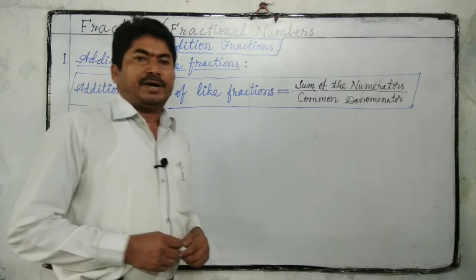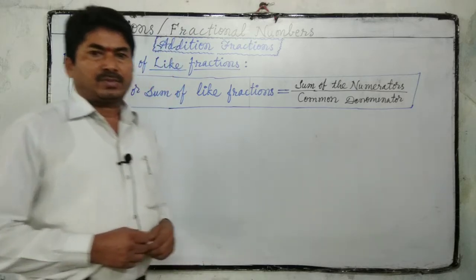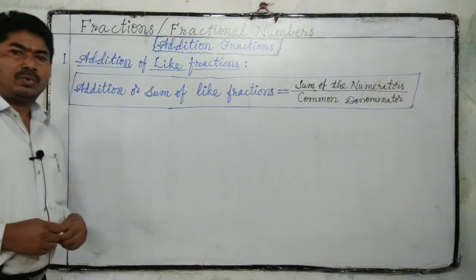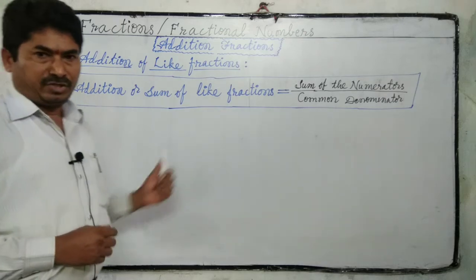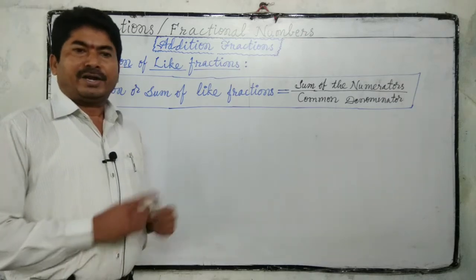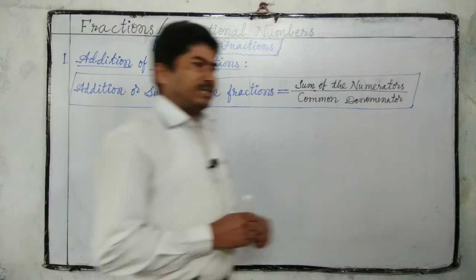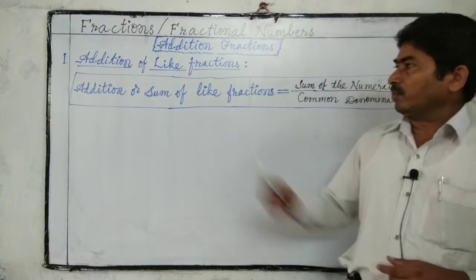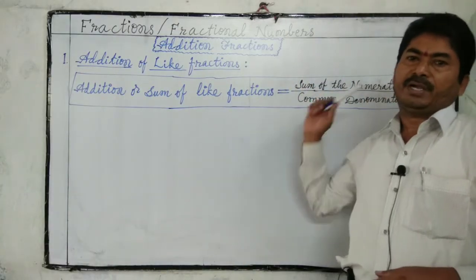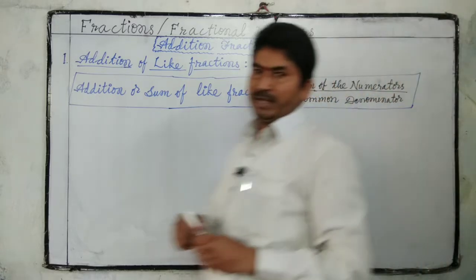How to find addition of like fractions? There is a rule to do addition of like fractions. Addition or sum of like fractions is equal to sum of the numerators by common denominator. Let us see one example.